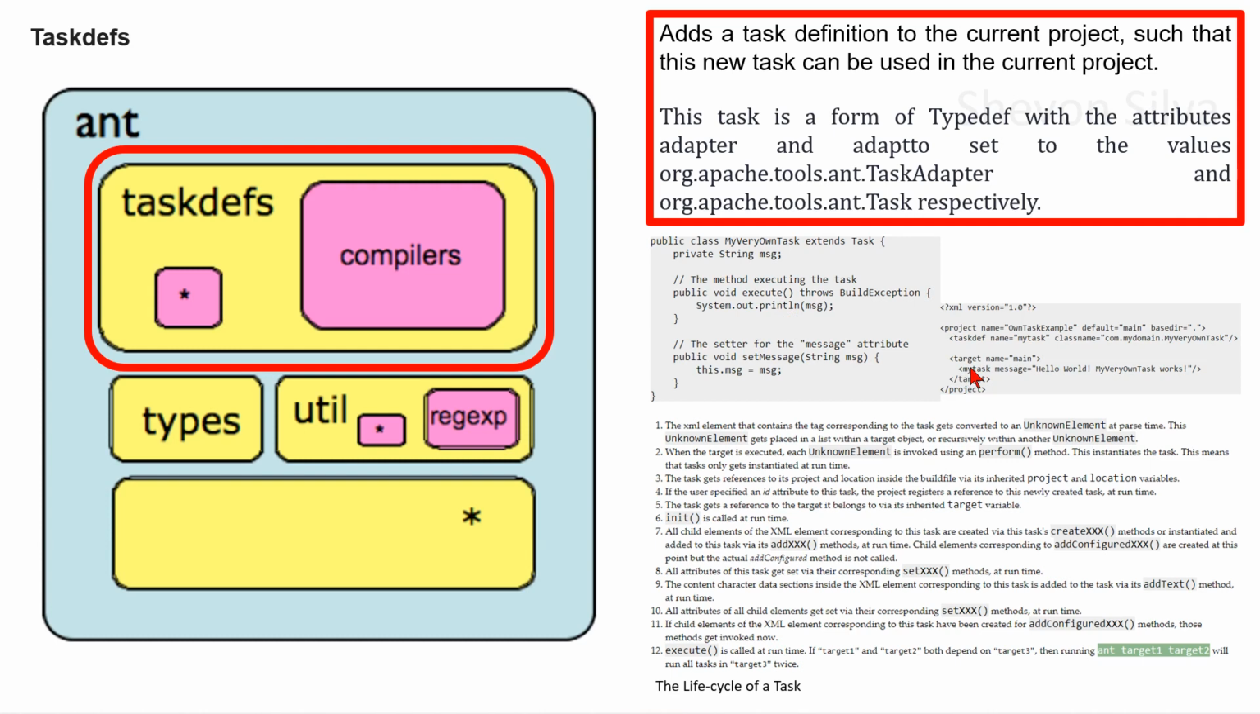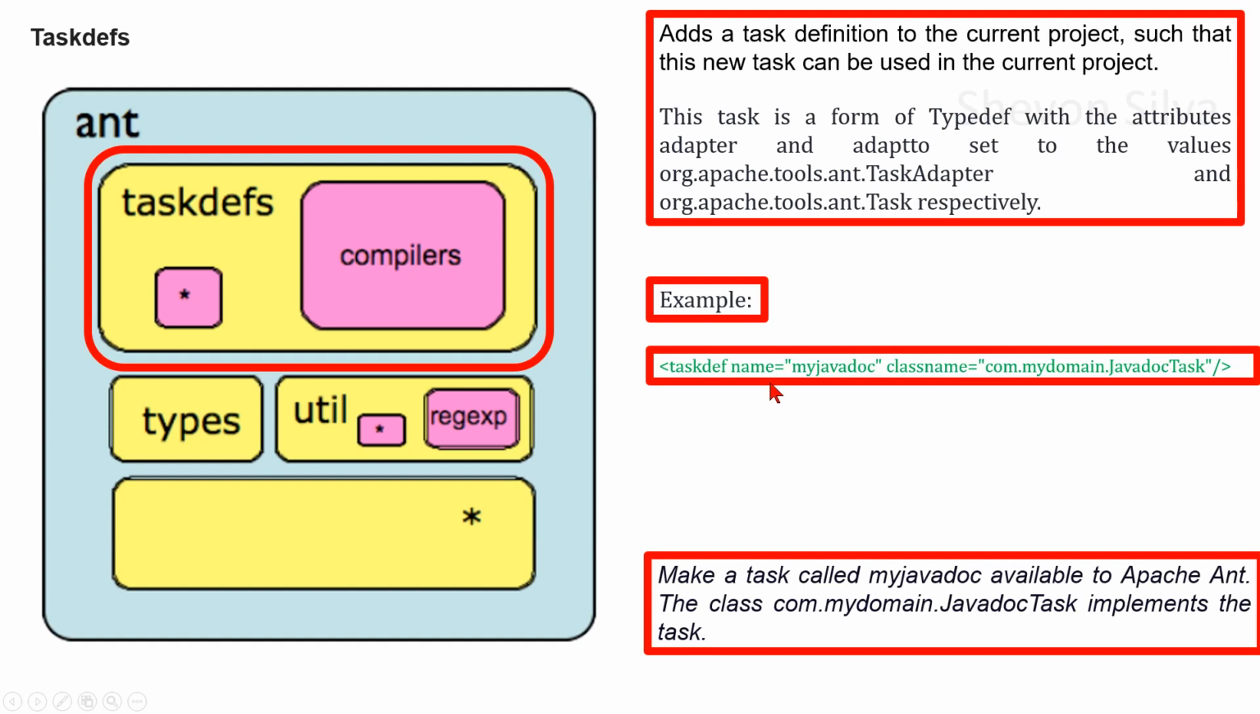If target 1 and target 2 both depend on target 3, then running target 1 and target 2 will run all tasks in target 3 twice. We can consider this example here. Make a task called myJavadoc available to Apache Ant. The class com.mydomain.java.task implements the task here.